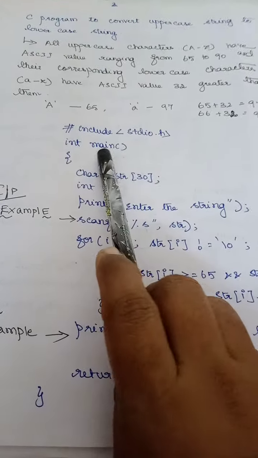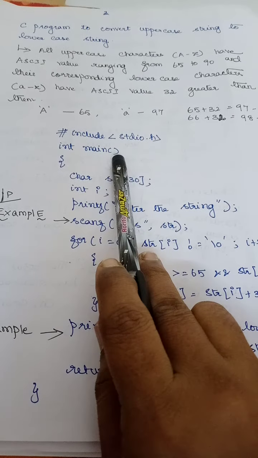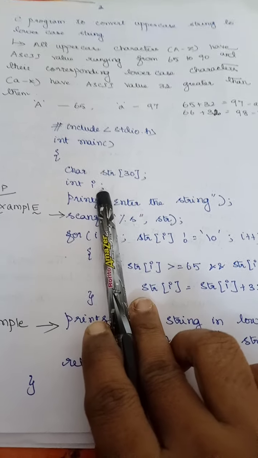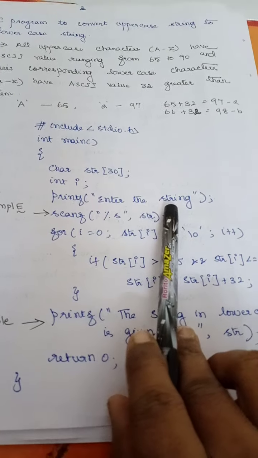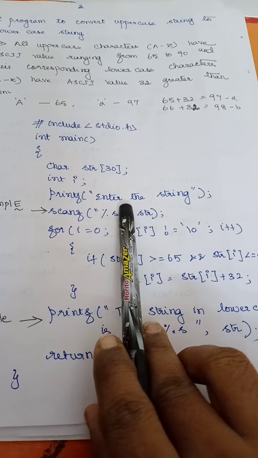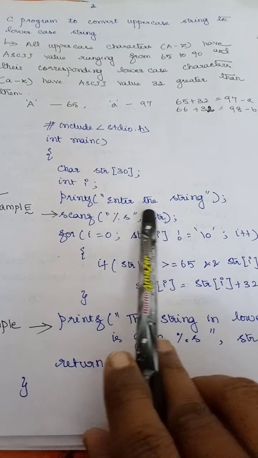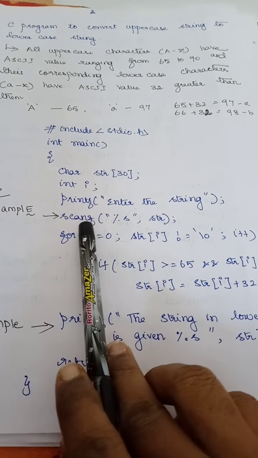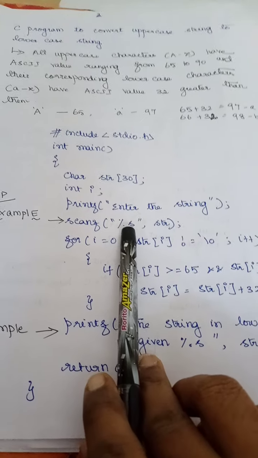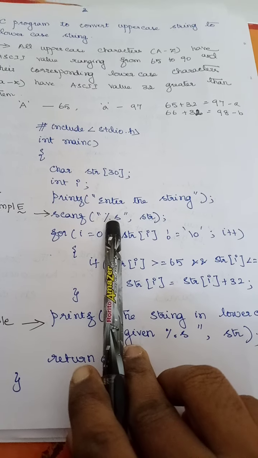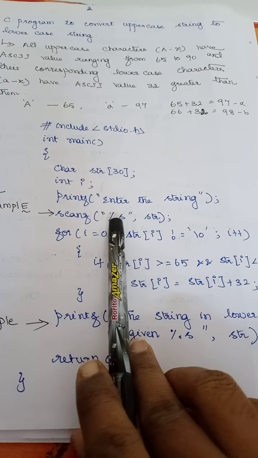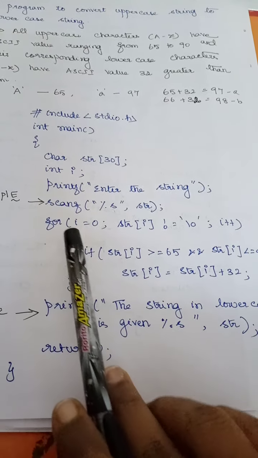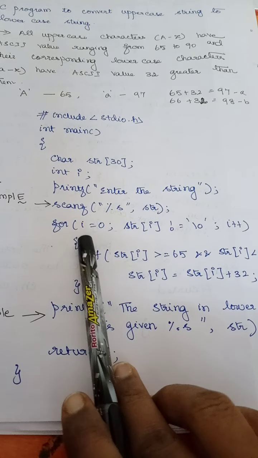So I have included stdio.h, int main, and then a character array char str of 30. I printf "enter the string", displaying the message, and in the scanf I am reading the string. If you want, you can use gets. We have already seen that if I use %s in scanf, it is not going to read the spaces in between. If you want to give spaces also as your input, then you can use gets in the place of scanf. Now I'll use a for loop because I need to check character by character.